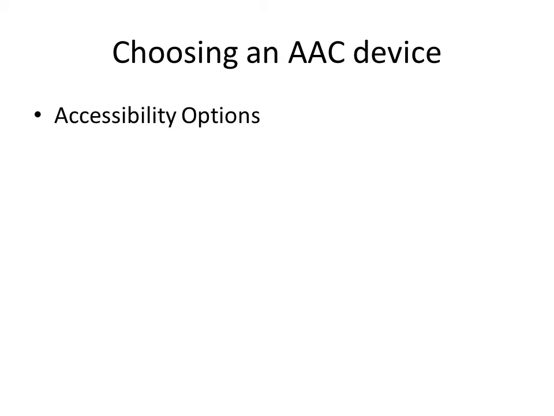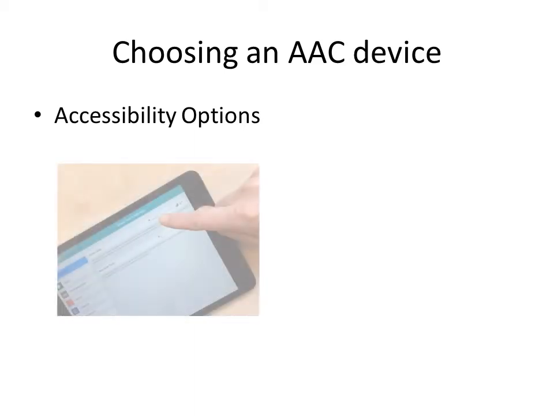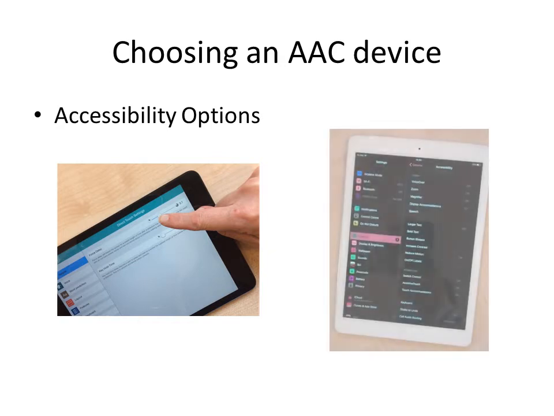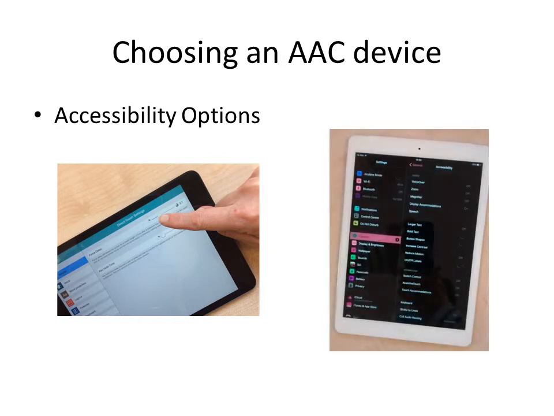Accessibility options. Some devices have accessibility features that can be used to make the device easier to use. For example, some devices have tremor settings, where repeated key press can be ignored, or the screen contrast can be changed to make it easier to see.